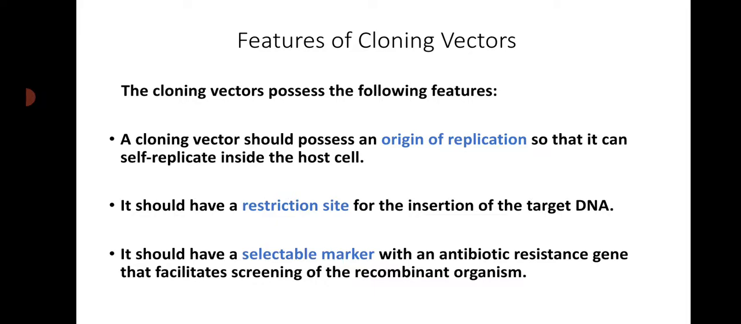So vectors should have an origin of replication. It should have a restriction site. It should have a selectable marker, like for example an antibiotic resistance gene, that facilitates screening of recombinant organisms.